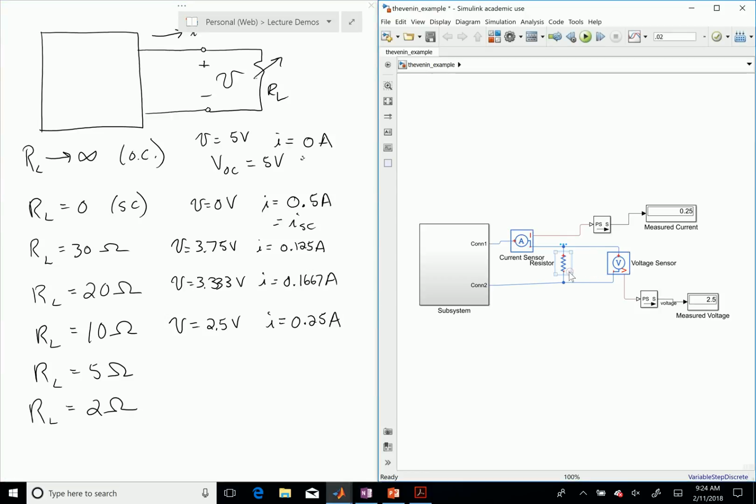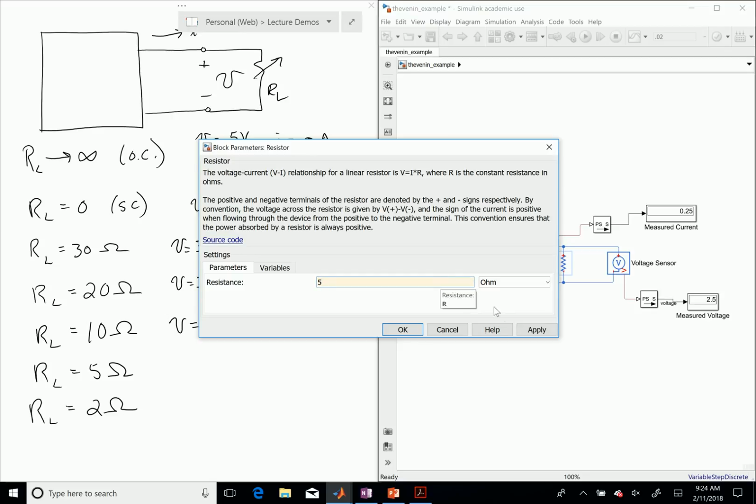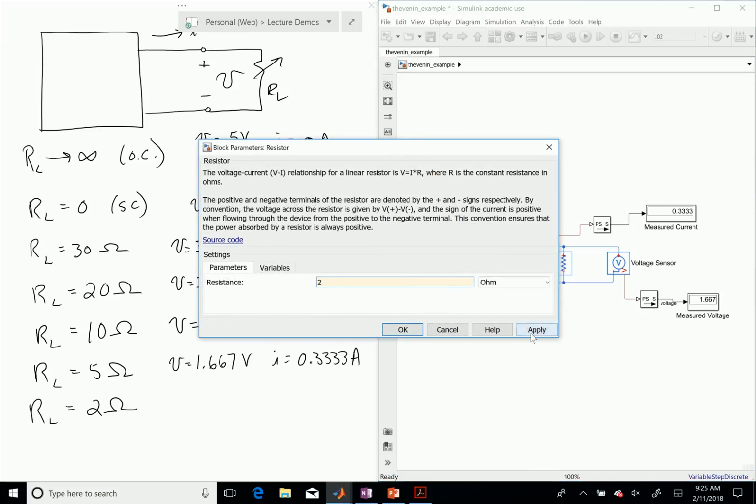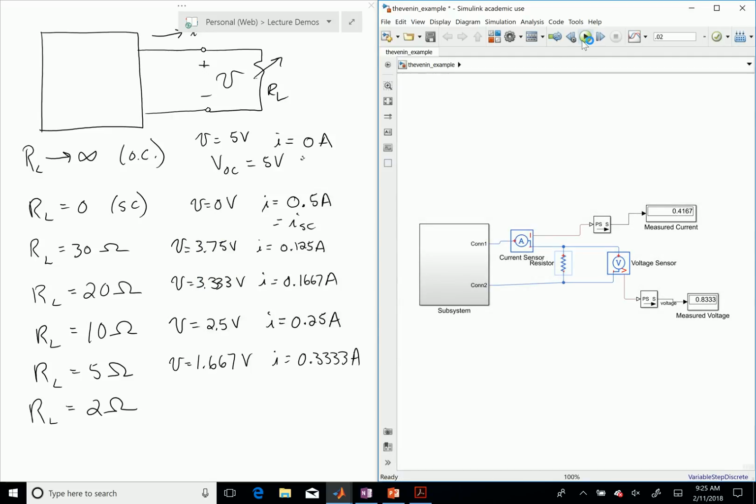Keep going with it. I know this is tedious, but just keep going. Let's change my RL to 5 ohms. At 5 ohms, I get V equal to 1.667 volts and I equal to 0.3333 amps. And now I try this at 2 ohms. Run it one more time. At 2 ohms, I get V equal to 0.8333 volts and I equal to 0.4167 amps.